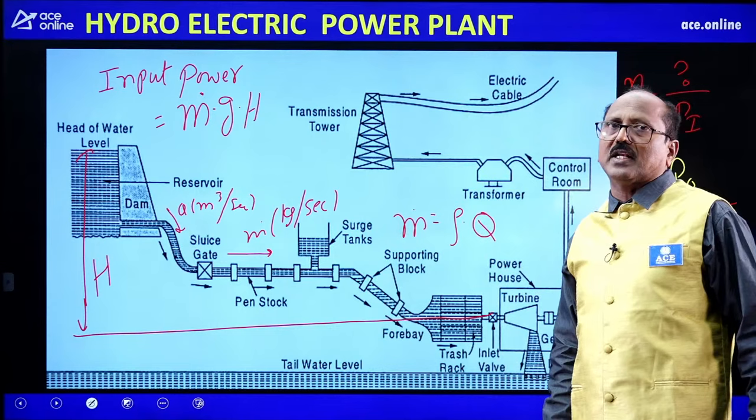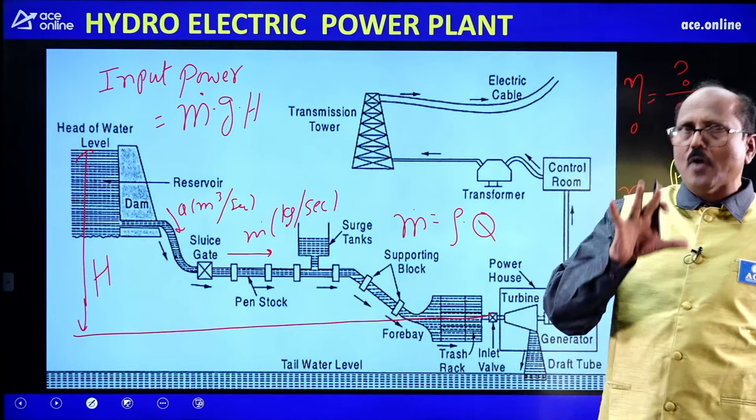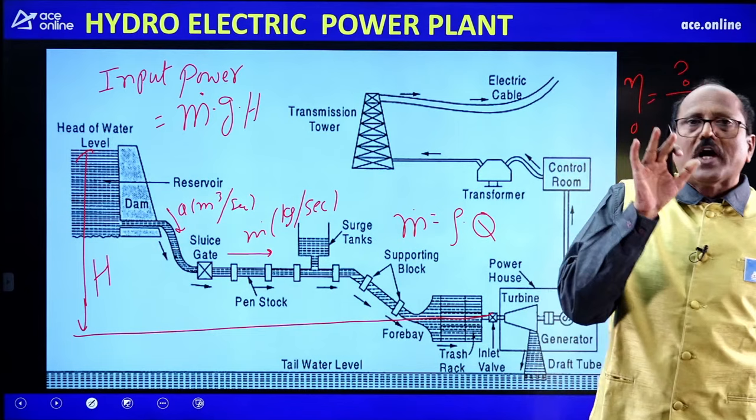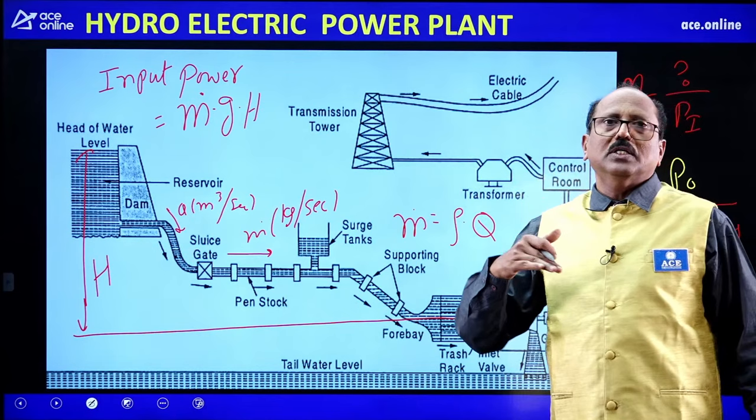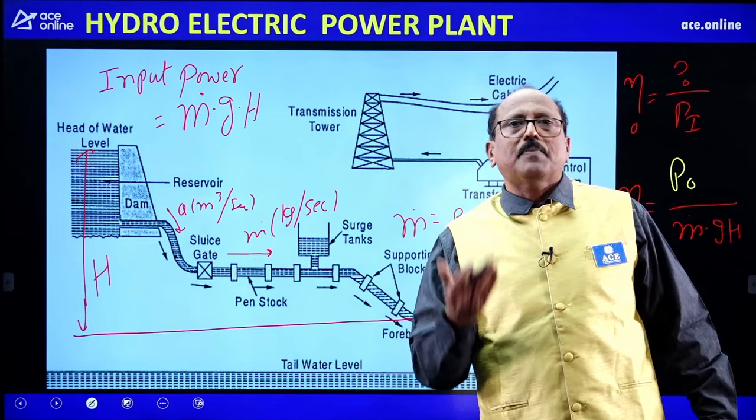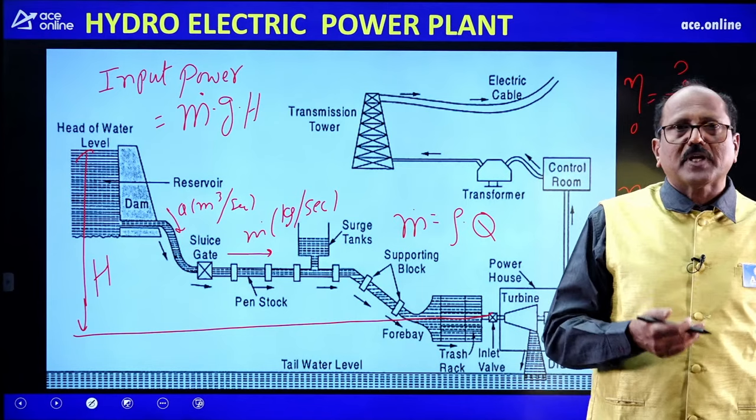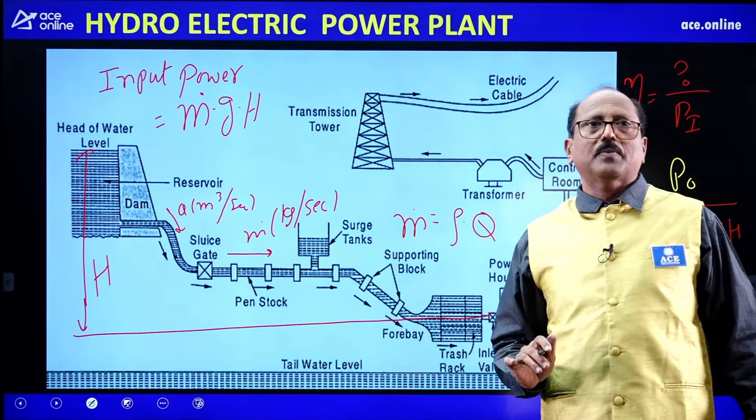Surge tank is one component mounted on the penstock pipe to arrest the water hammer. Water hammer is a phenomenon when the gate is suddenly closed, the back flow, the back pressure causing impact on the pipe life. To avoid the sudden rise in pressure inside the penstock that causes breaking of the penstock pipe, such a tank is used. We'll discuss it in detail in another course.